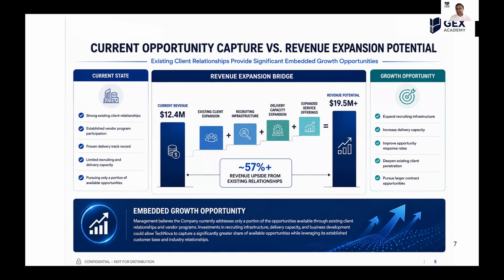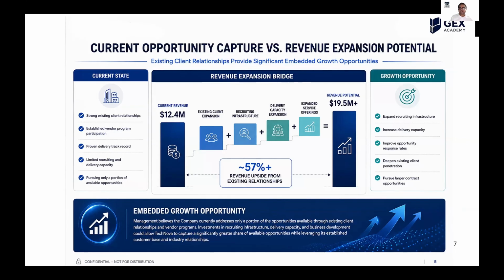And then finally, management also highlights expanded service offerings, right? As companies deepen relationships with clients, they would often identify opportunities to cross-sell additional services and increase the wallet share within existing accounts. So that's super key.